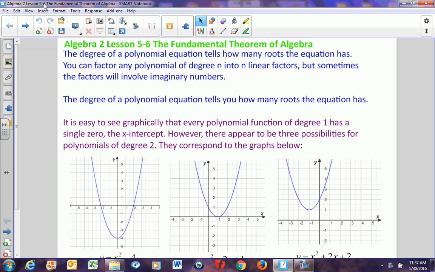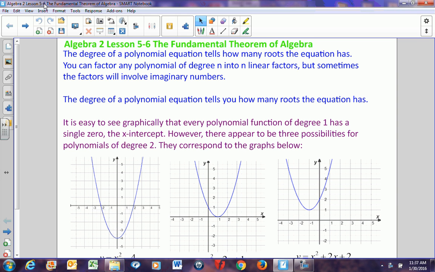This is Algebra 2, Lesson 5-6, the fundamental theorem of algebra. The degree of a polynomial equation tells how many roots the equation has. You can factor any polynomial of degree n into n linear factors, but sometimes the factors will involve imaginary numbers. The degree of a polynomial equation tells you how many roots the equation has.